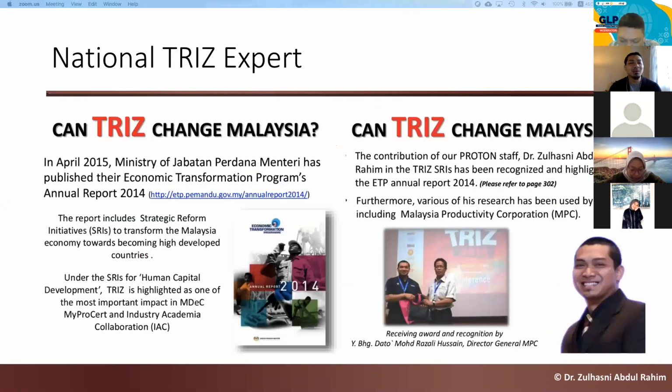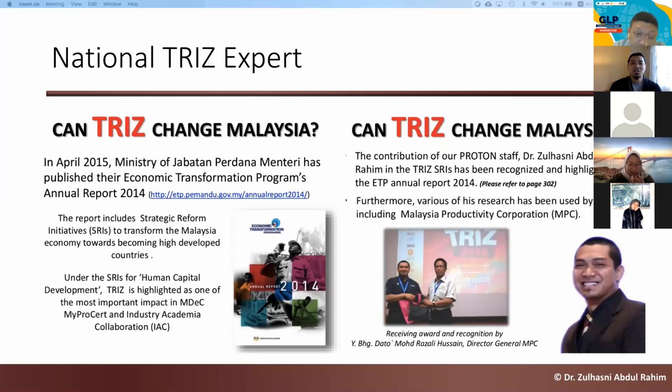A bit of background about my involvement: starting in 2014, I was invited by the government of Malaysia to change the mindset of innovation at the highest level of policy in Malaysia. From there, I was invited by the Prime Minister's Office to introduce TRIZ and help the Malaysian people learn this tool and change how we think about industrialization, about innovation, and about the development of Malaysia. This is my first recognition and involvement in becoming a TRIZ agent for Malaysia.